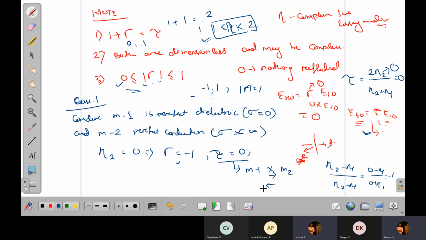Nothing is transmitted to medium 2, but everything is reflected again to medium 1. That's why I was saying in the lift concept, why inside the lift you will not get any signal. That's because your lift is a metal medium, and there is an interface between the air and the metal. Now metal is a perfect conductor. If we consider the lift made up of metal, we consider that a perfect conductor. It is not a perfect conductor, but it tends to a perfect conductor.